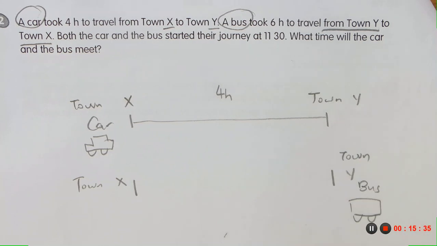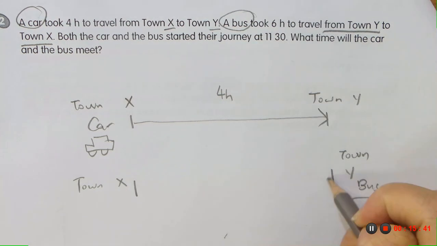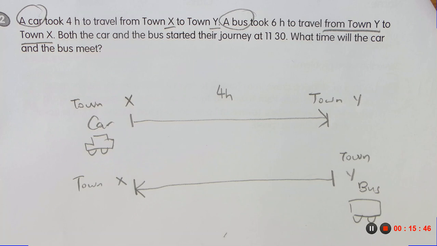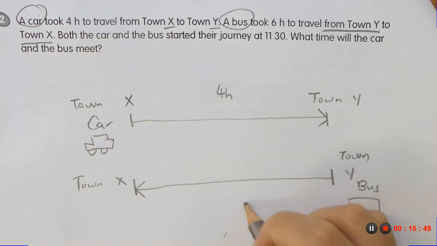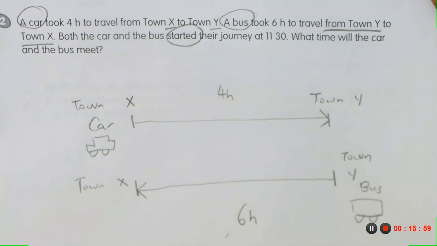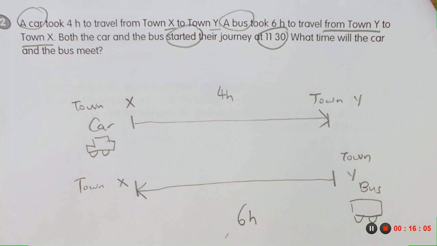Y to X. Now he also completed the whole journey, but the time he took is different. He took 6 hours to complete the journey. Both of them started at 11:30 a.m. here. In other words, 1130 hours, in the 24-hour clock, 1130 hours or 11:30 a.m.